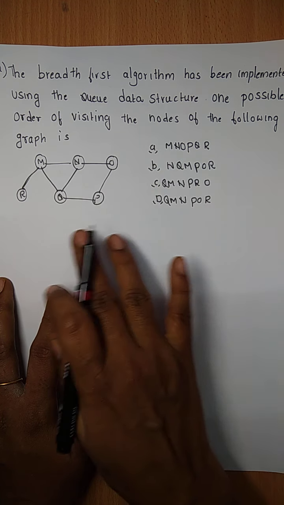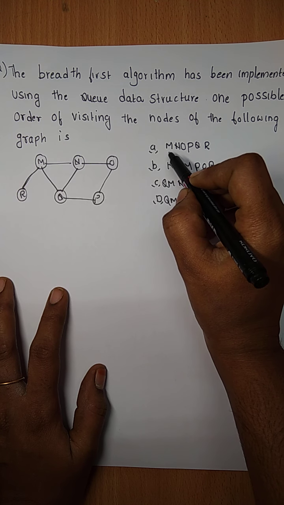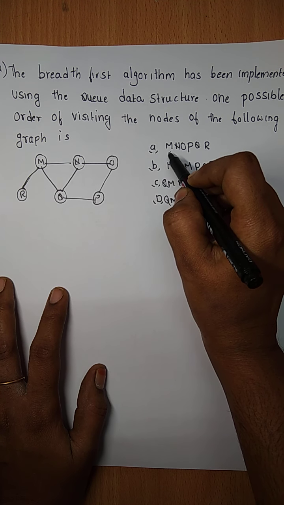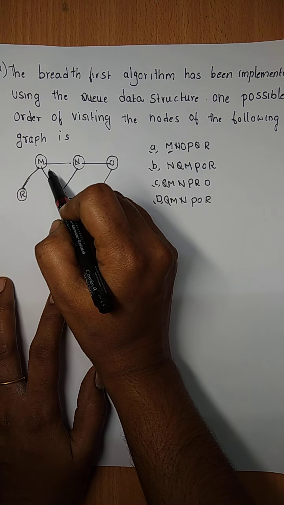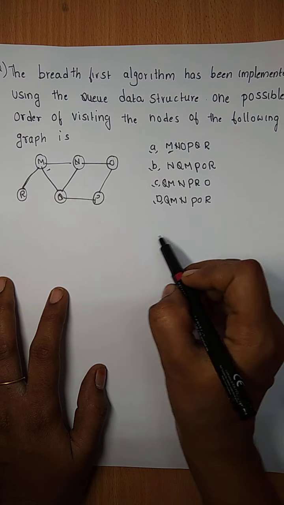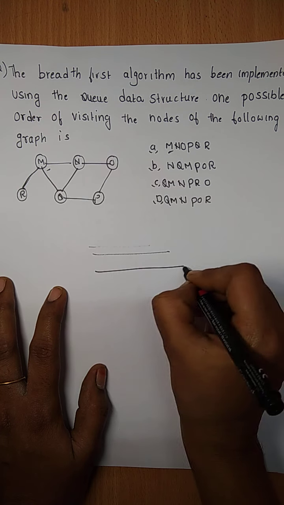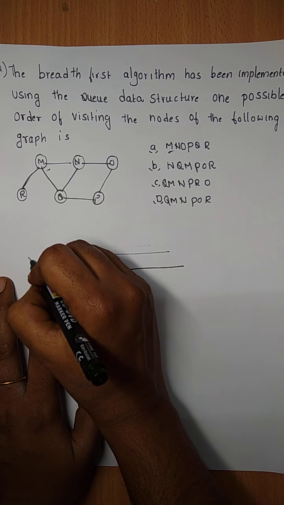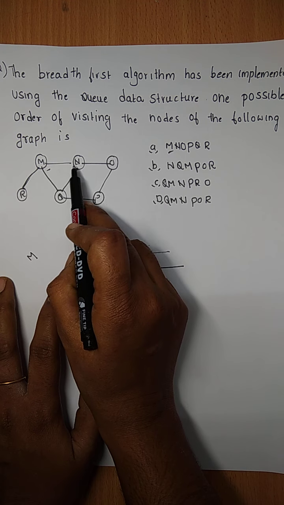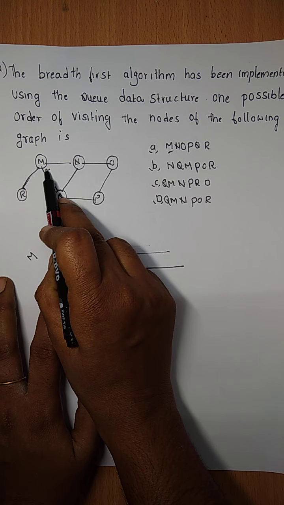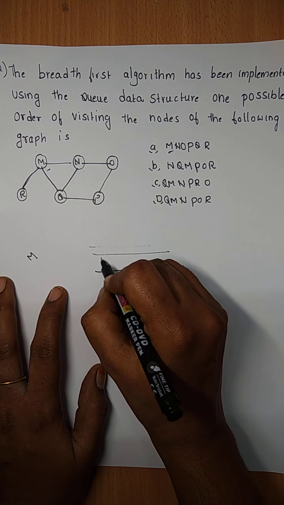So here we go through the options first. In the first option, the starting node is M. That means they started the visiting from M. According to our principle, we have to insert all adjacent non-visited vertices of M into the queue. So what are the adjacent non-visited vertices of M? N, Q, R.